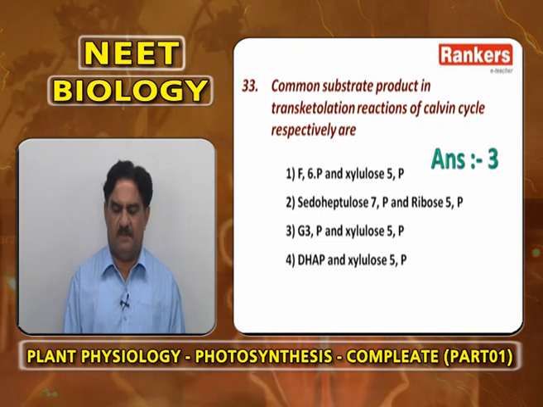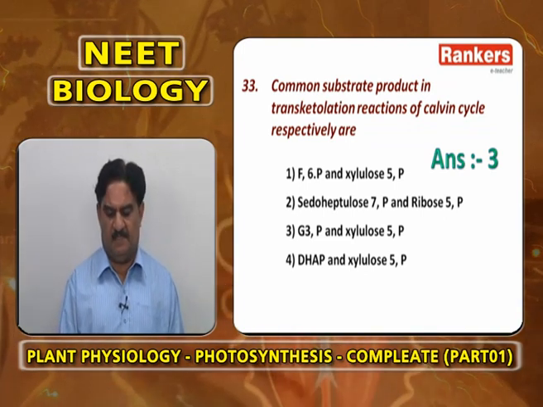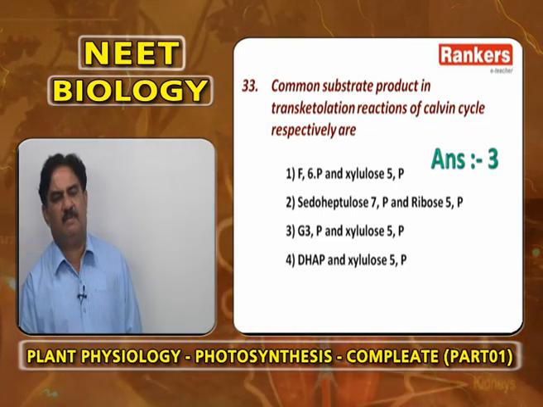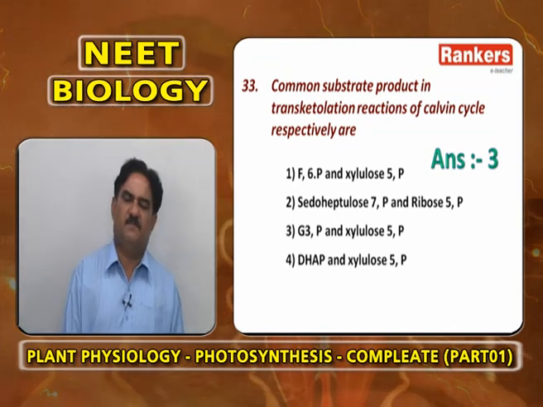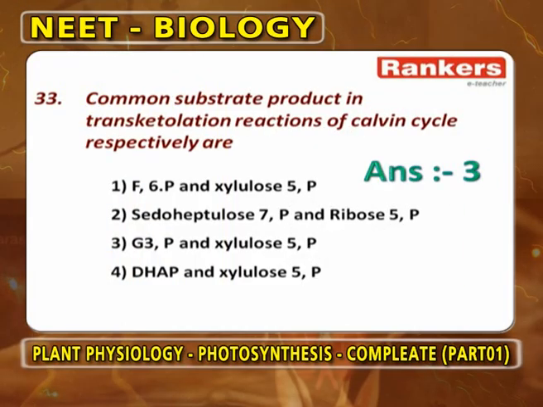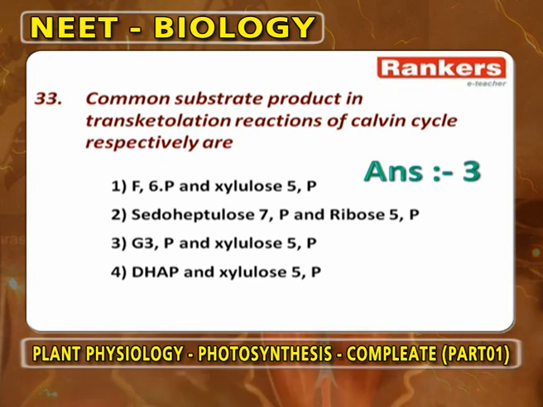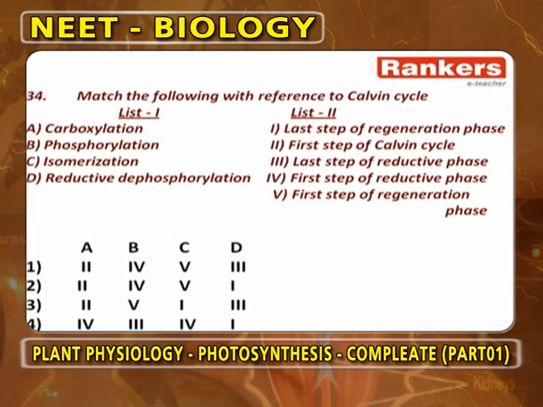So, fructose 6-phosphate and xylulose 5-phosphate is wrong. Sedoheptulose 7-phosphate and ribose 5-phosphate is wrong. Glyceraldehyde 3-phosphate will be the substrate, xylulose 5-phosphate will be the product. So, definitely the answer is the third one. Glyceraldehyde 3-phosphate, xylulose 5-phosphate. DHAP and xylulose 5-phosphate is wrong. So, third option is correct.